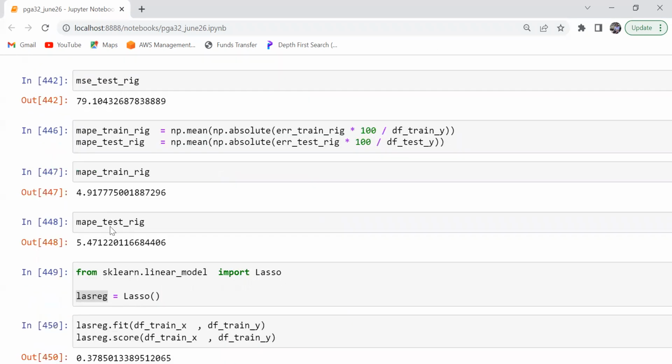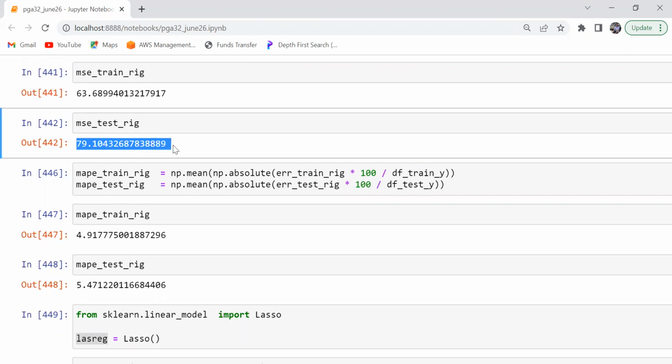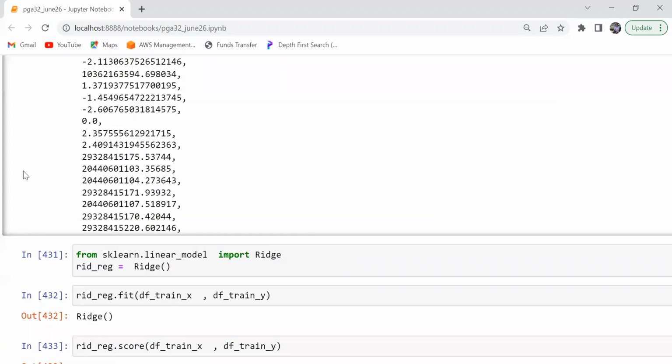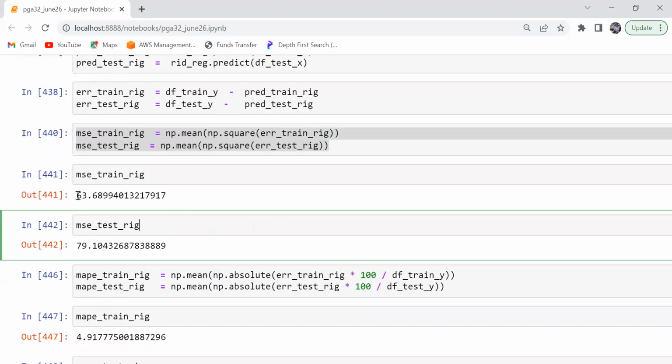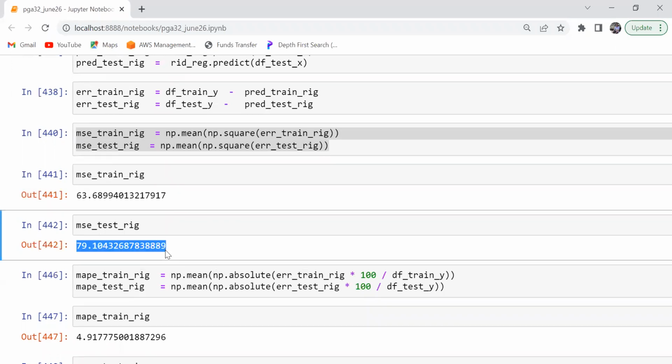And similarly, you can compare with your Ridge also. MSE in your train linear was how much? Something 63 कुछ था. It is almost similar over here. But MSE in test has reduced significantly.